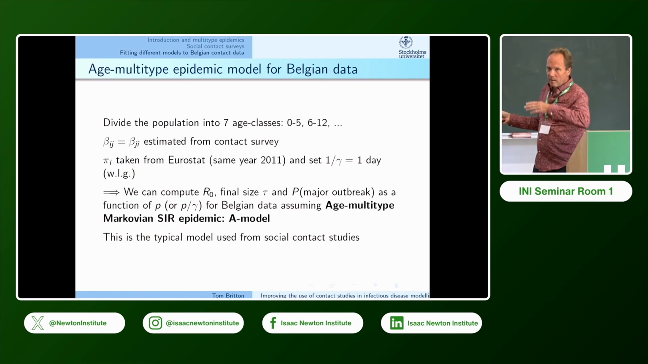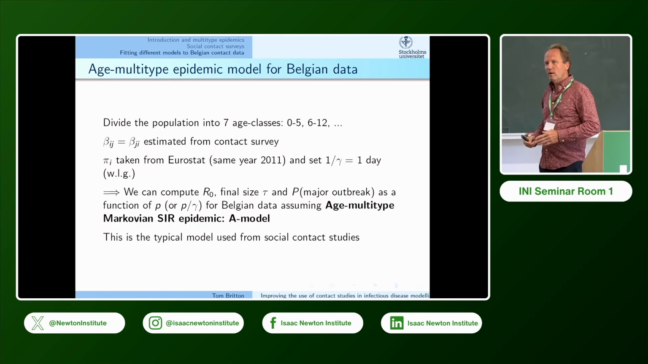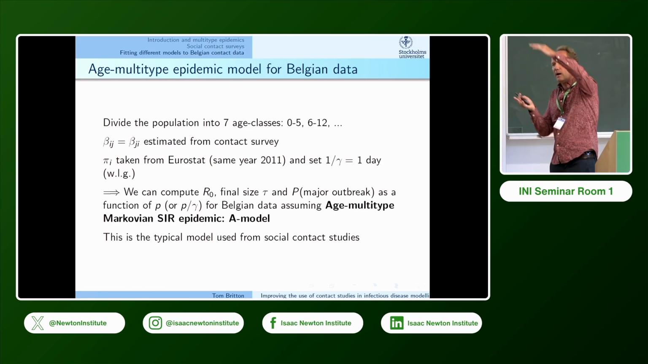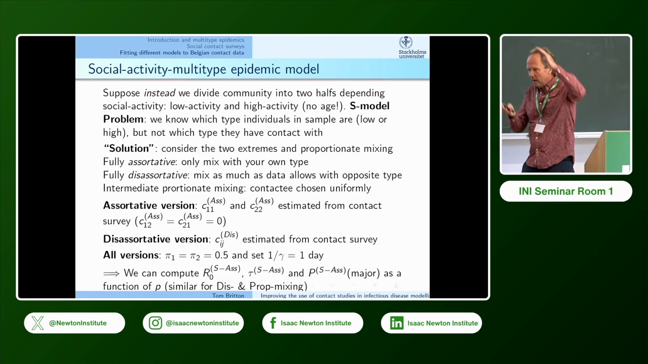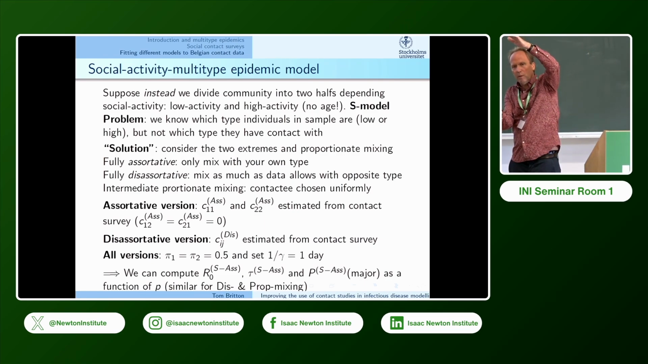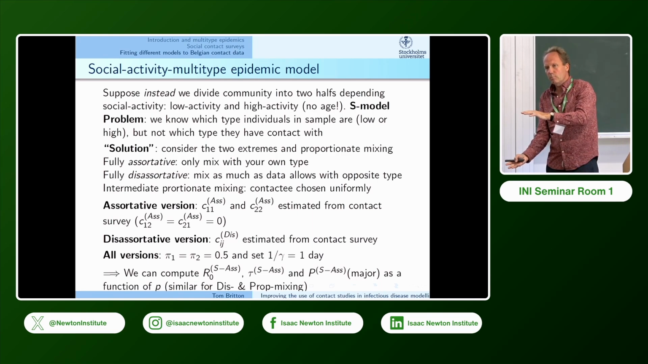Then we do the same thing in the way I just described, where we acknowledge the different age groups. I call that the A model, so A for age. But then we do another thing. We forget about age, and we classify individuals into the low active and the high active individuals. So just two classes of individuals. I call that model the S model. So we have a group of 50% people with the highest number of contacts as one group, and the 50% with the lowest number of contacts is the other group. And then we treat that as a multi-type epidemic.